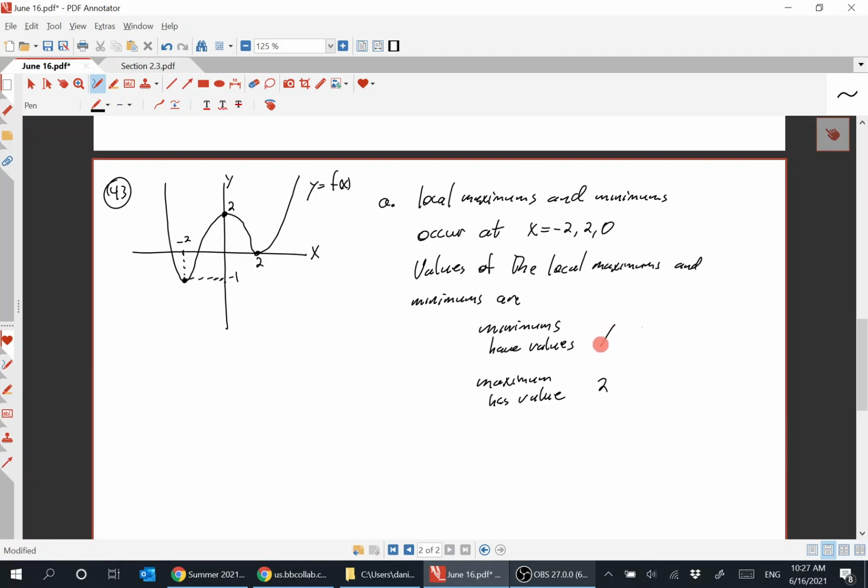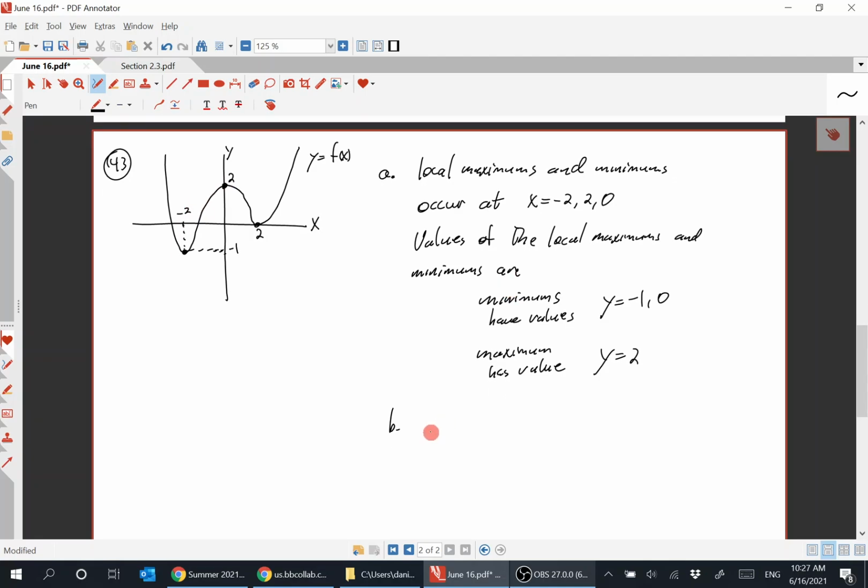Let me actually write that down. Y equal to -1 and 0, and y equal to 2. And the values of the maximums and minimums are the y values. B, the intervals of increase and decrease. So intervals of increase and decrease are separated by the maximums and minimums.